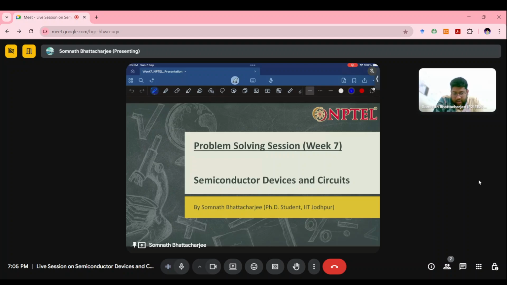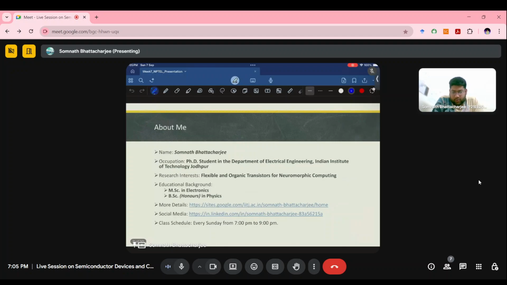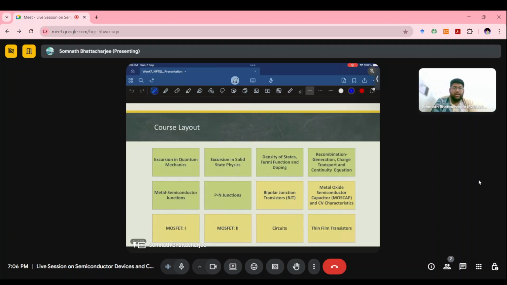We have already completed half of this course, and you all know about me already, but let's have a brief introduction. I am pursuing my PhD in the Department of Electrical Engineering at IIT Jodhpur. I am working on thin film transistors, organic thin film transistors, specifically towards neuromorphic computing applications. And our general class schedule is from 7 to 9 on every Sunday. So this is the basic course structure of this course.